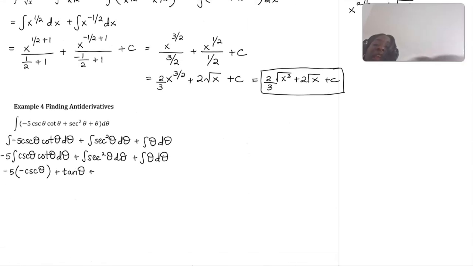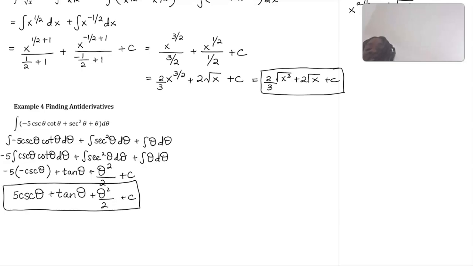That rule tells me that I need to increase the exponent on theta by 1. So the new exponent on theta is 2. And I also need to divide by the new exponent and add my constant of integration, c. And then the last thing I'll do is I'll just clean this up because I have these two negatives here. So I'm left with my final answer as a positive 5 cosecant theta plus tangent theta plus theta squared divided by 2 plus our constant of integration, c.